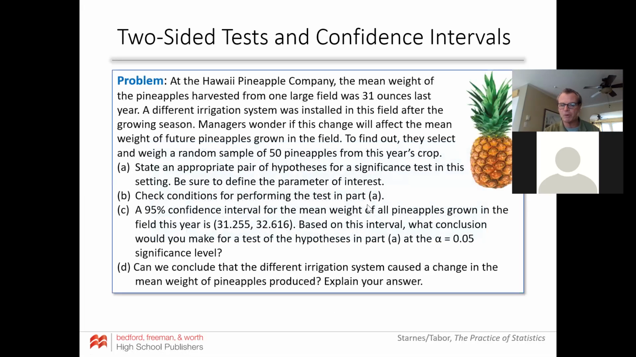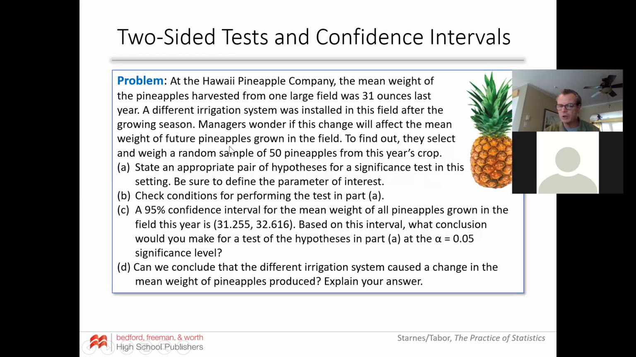So we went back to this pineapple problem, chapter 8. This is what's going to happen in a few years. Well, more than a few, but when I retire, one of the things I'm thinking about doing is becoming a pineapple grower. The pineapples were 31 ounces last year. That was the mean weight. And you put in a new watering system. Managers wonder if this change will affect the mean weight.